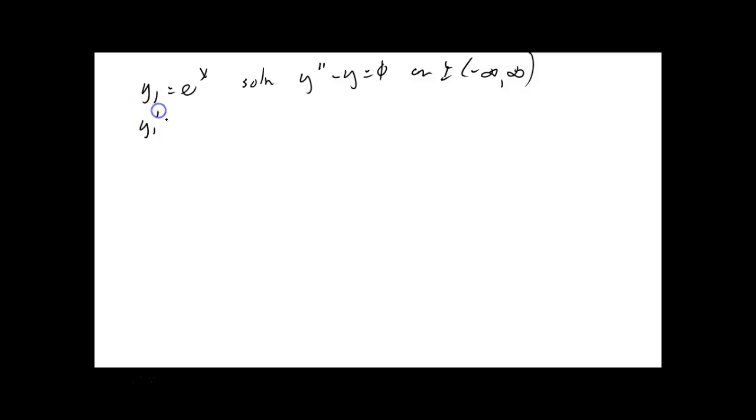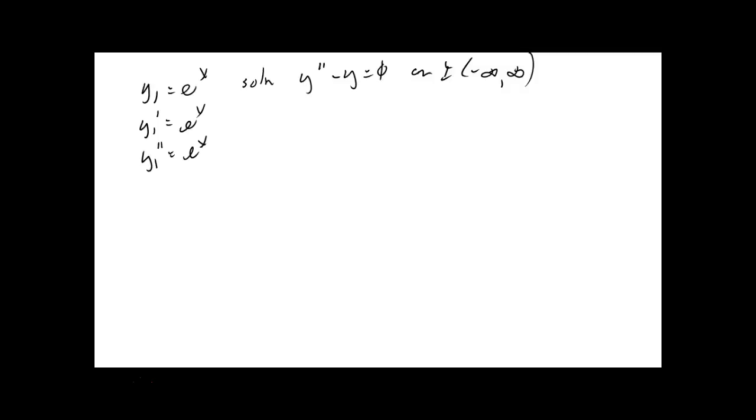What's y1 prime? E to the x. What's y1 double prime? E to the x. So what is y double prime minus y? 0. Yes, so that is a solution, and it's a non-trivial solution. Very good.